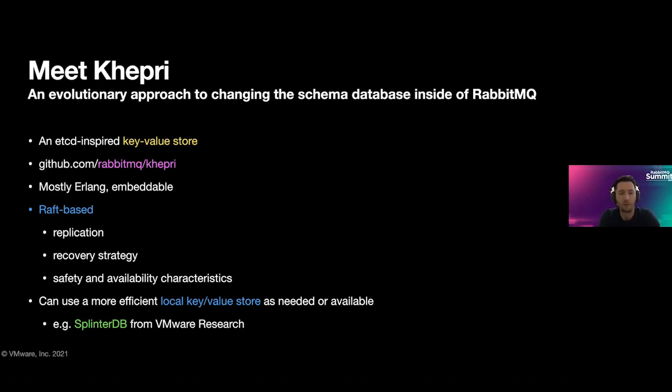One thing about Khepri is that because it's a clean room design, it can use any local key value store for its storage needs as needed. It doesn't have to use Raft log for everything. So for example, at VMware Research, there is a project called SplinterDB. It's a key value store designed for non-volatile memory storage. And according to their paper, it is 10 or more times more efficient than RocksDB. I mean, if something is 10 times more efficient than RocksDB, it must be incredibly efficient.